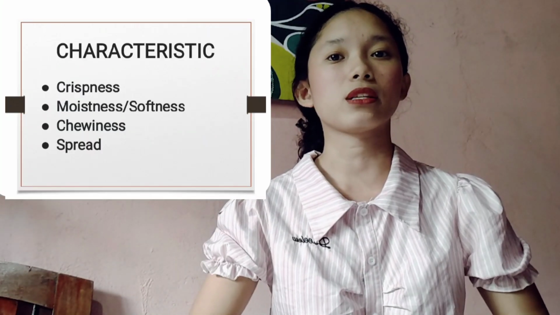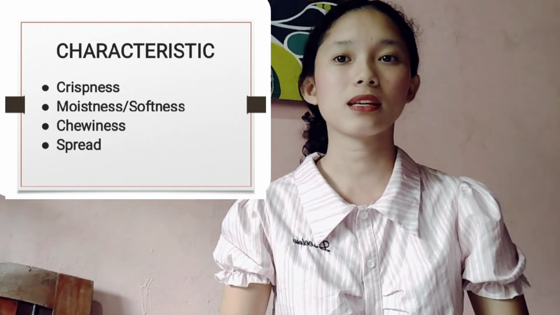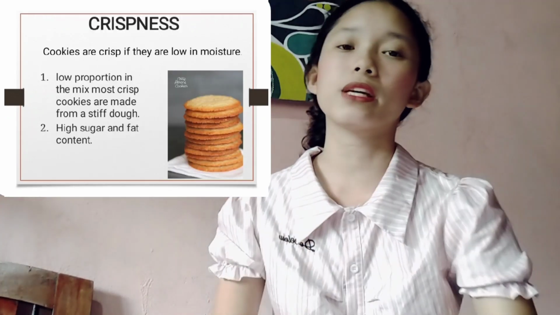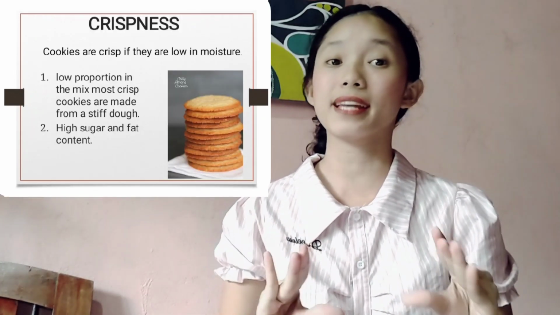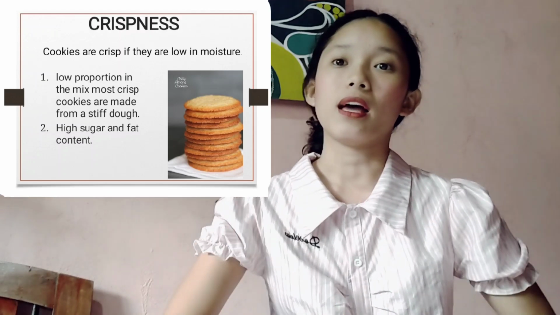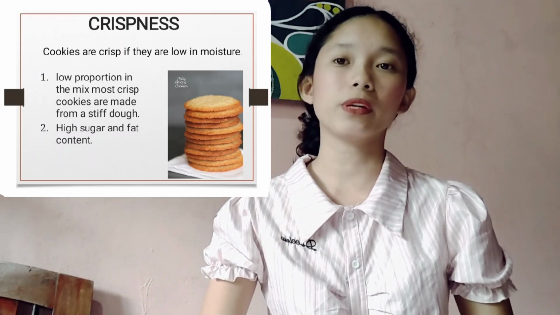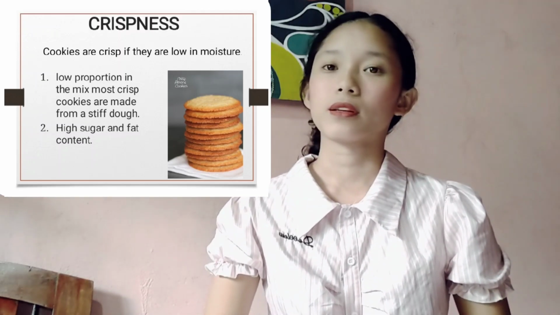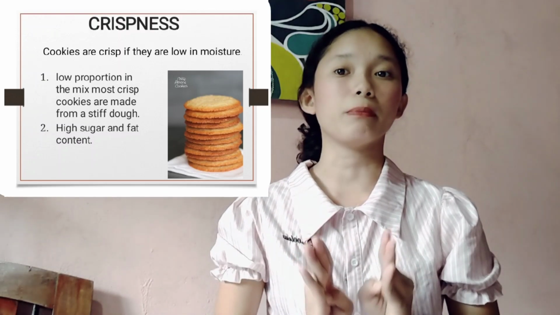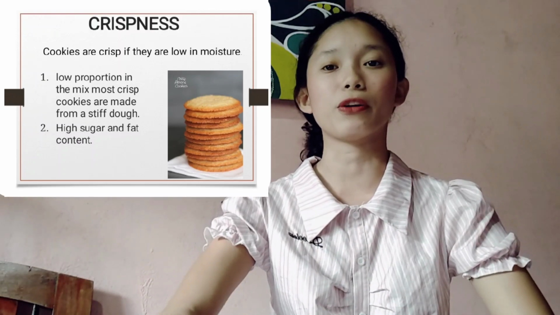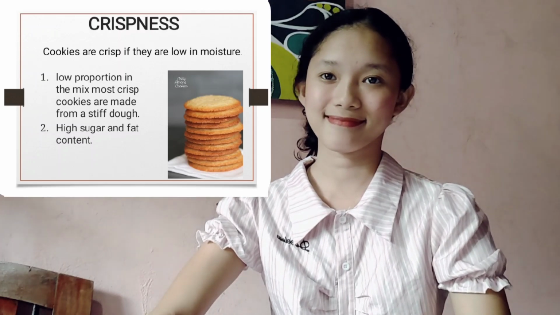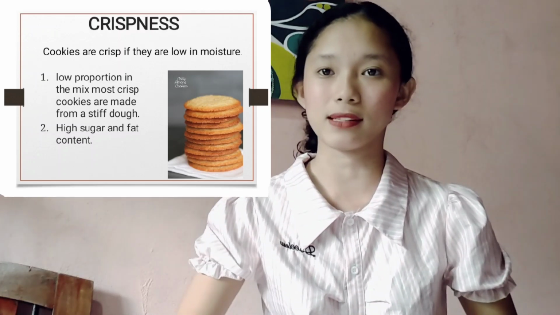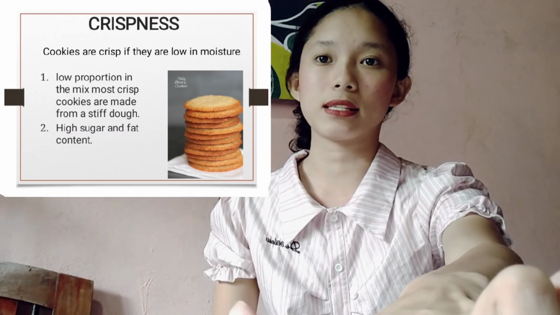Some characteristics of cookies include crispness, moistness or softness, chewiness, and spread. When we say crispness, it refers to the hardness and brittleness of a cookie. A cookie is crispy if it is low in moisture. So you have to include a low proportion of liquid in the mix since most crisp cookies are made from a stiff dough. And you also have to add granular sugar and fat content to achieve crispness.